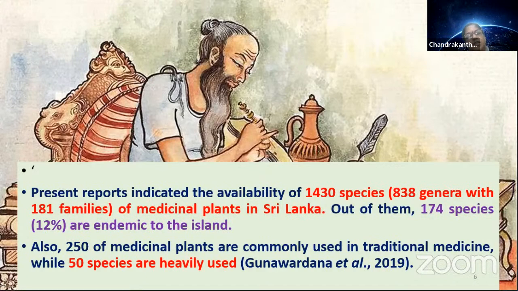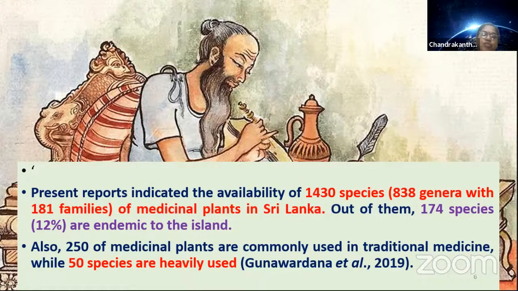The present reports indicate the availability of 1,430 species belonging to 838 genera and 181 families of medicinal plants in Sri Lanka. Out of them, 174 species, nearly 12%, are endemic to the island. That is very fortunate. We are so lucky. So nearly 12% of these existing medicinal plants among the plant biodiversity are endemic, as the researchers have mentioned so far.